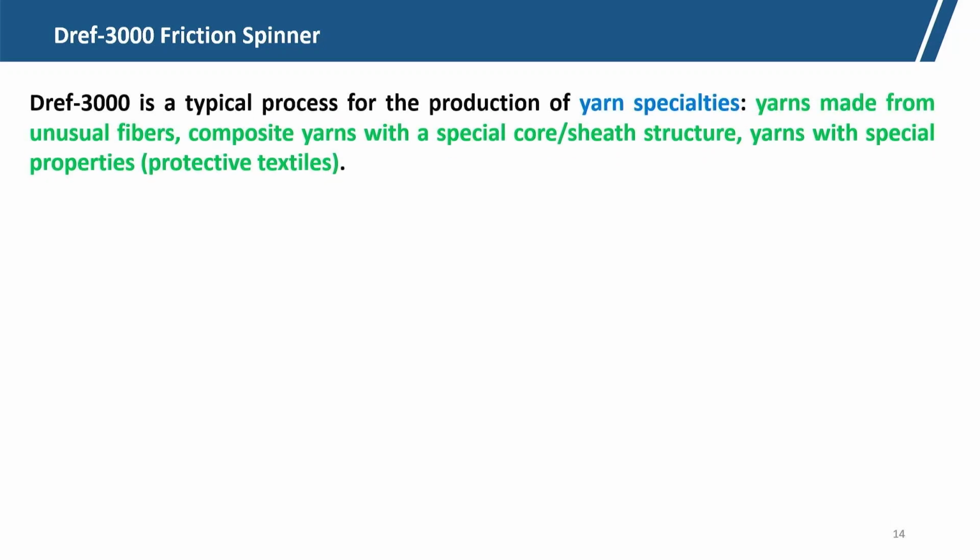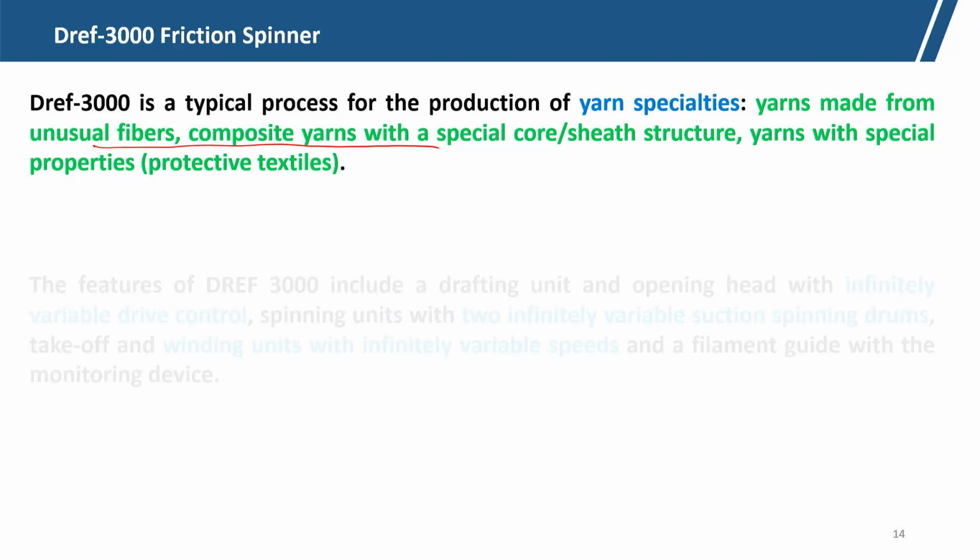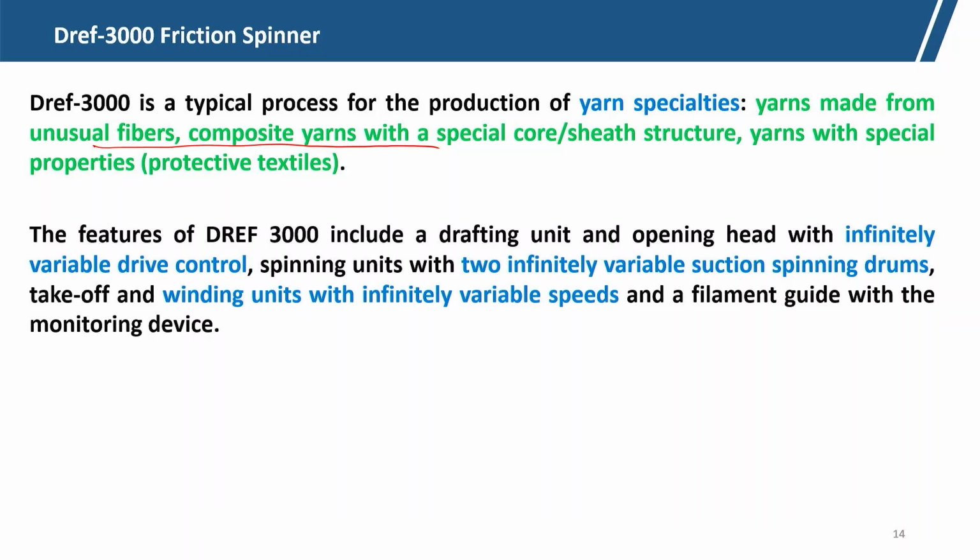Dref 3000 was also developed, and it is only for specialty yarn, not for general purpose use. So, yarn made from unusual fiber, composite yarn with special core and sheath structure. Okay. So, this is for special properties like protective textiles, and here the main advantage is that we can change the speeds infinitely.